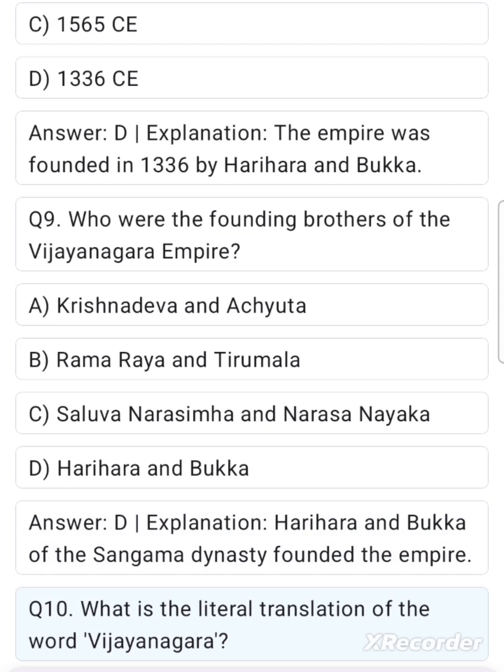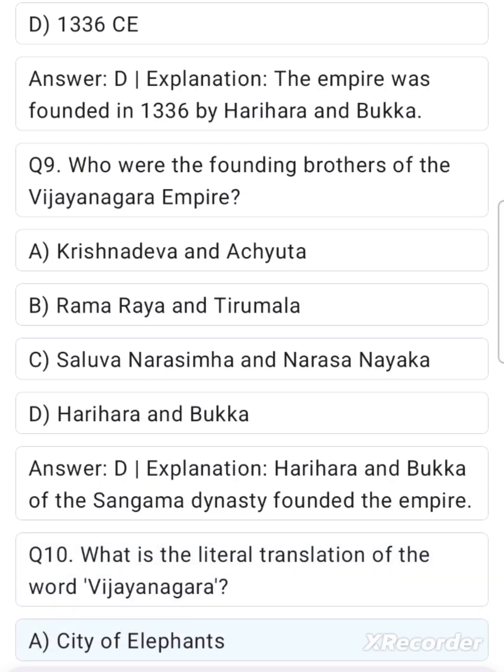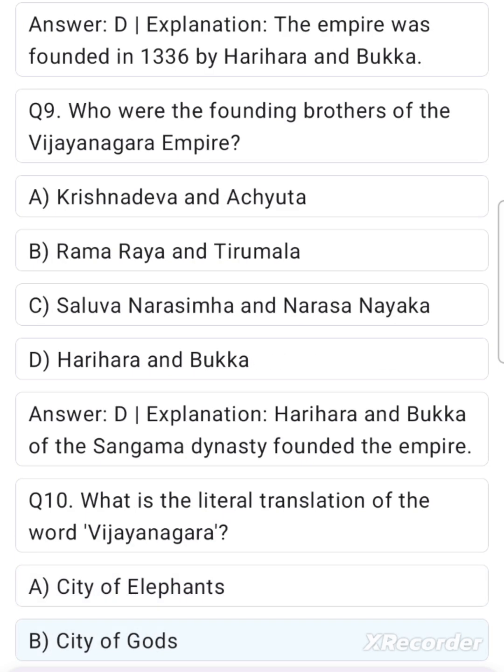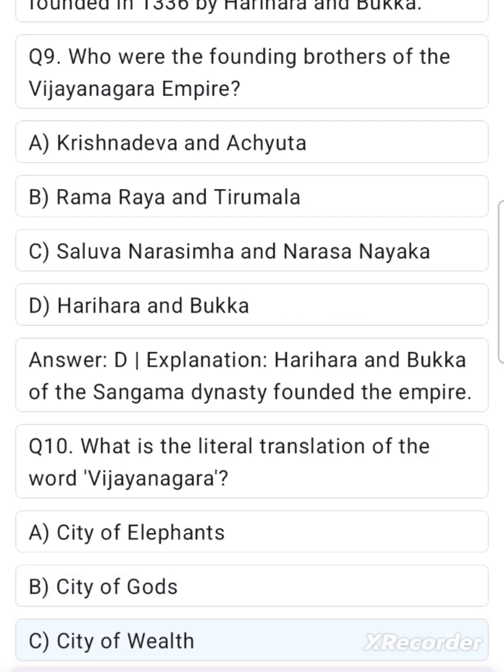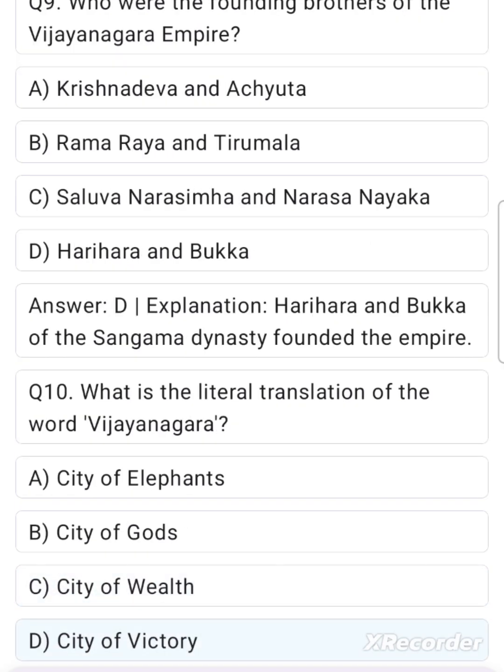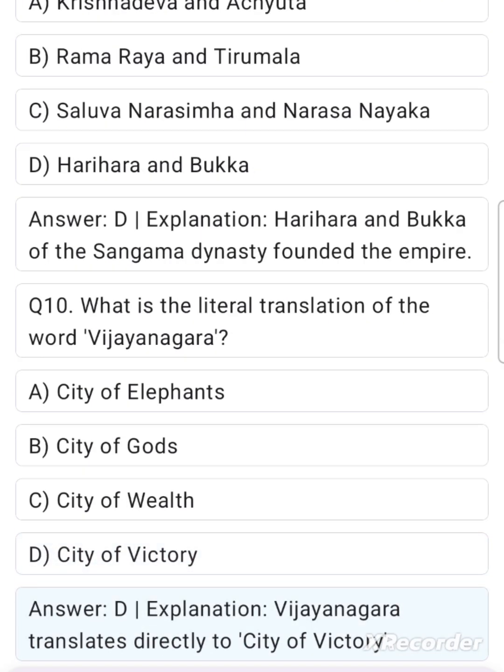Q10. What is the literal translation of the word Vijayanagara? A. City of elephants. B. City of gods. C. City of wealth. D. City of victory. Answer. D. Explanation. Vijayanagara translates directly to City of Victory.